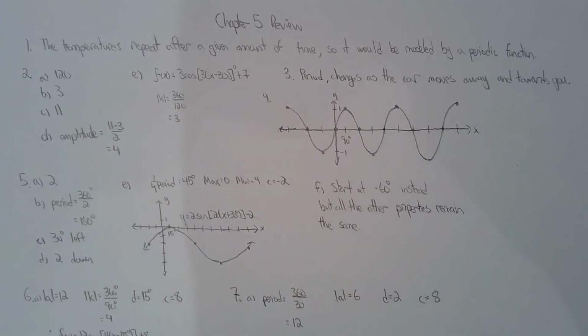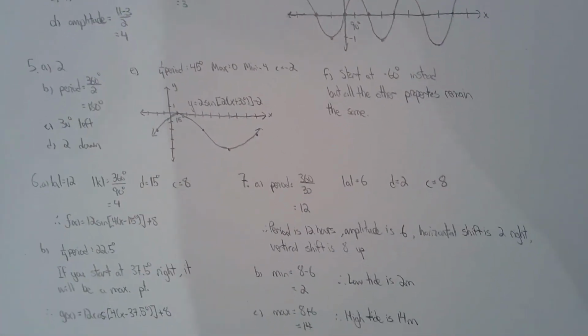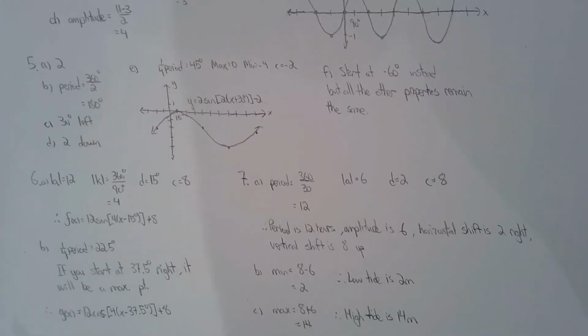For question 5, not much to say. They gave us the equation and asked us for the properties, and this time they asked me to graph it. Okay, for question 6, what do we have? They give us properties, write the equation, and they also want me to write a cosine equation.